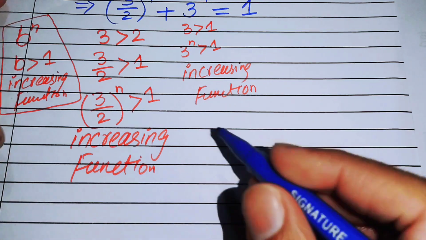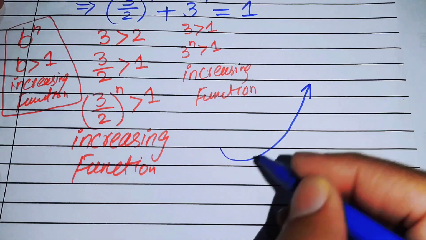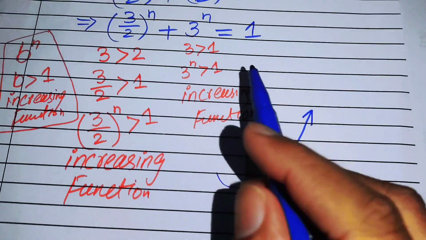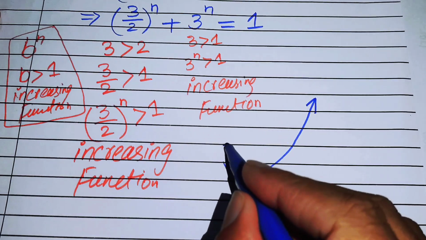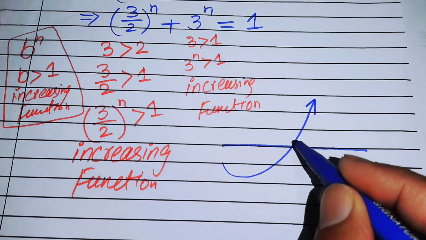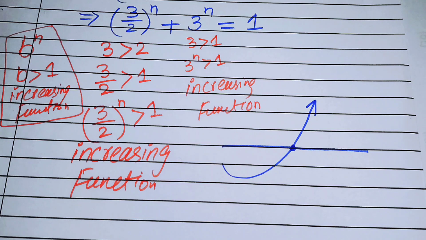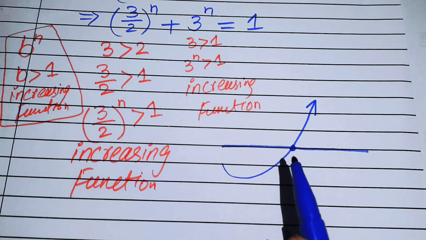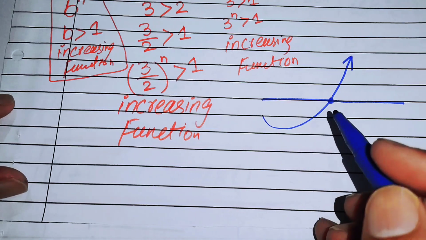An increasing function always looks like this, because this function increases infinitely, and you have 1 as a constant function, and the graph of a constant function is a straight line. When we draw this straight line, this increasing function and this constant function intersect at this point. So this point is the solution of this problem, and now we need to find the value of this point.